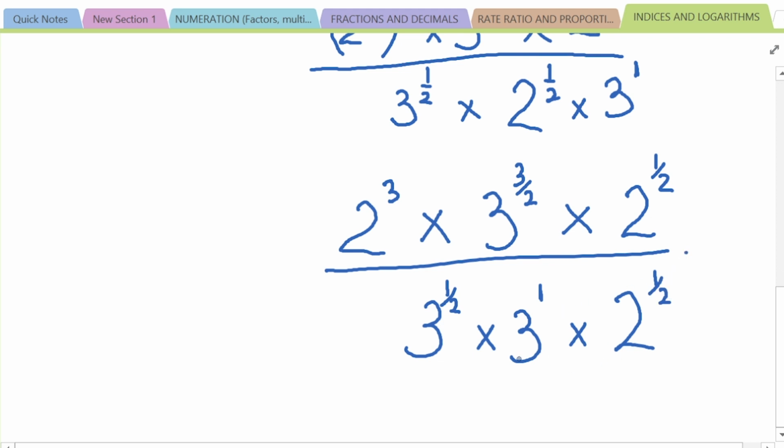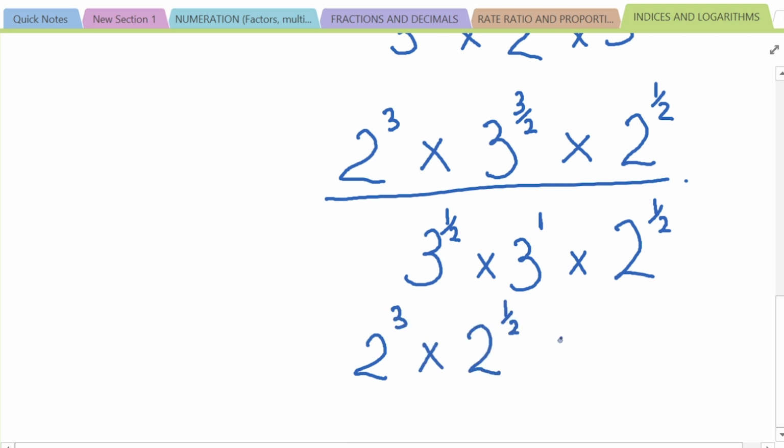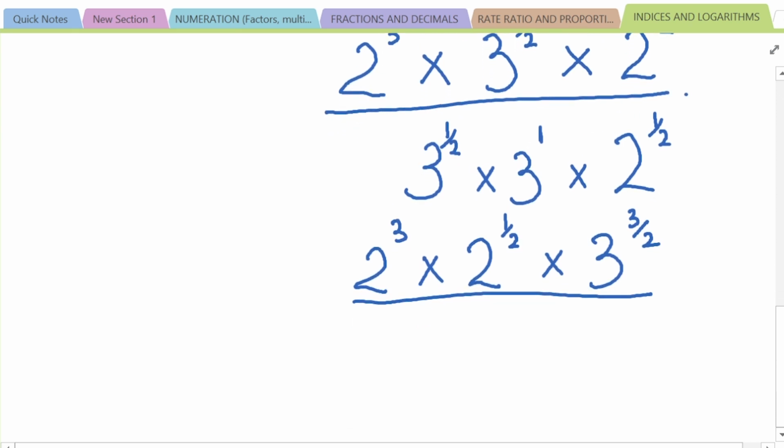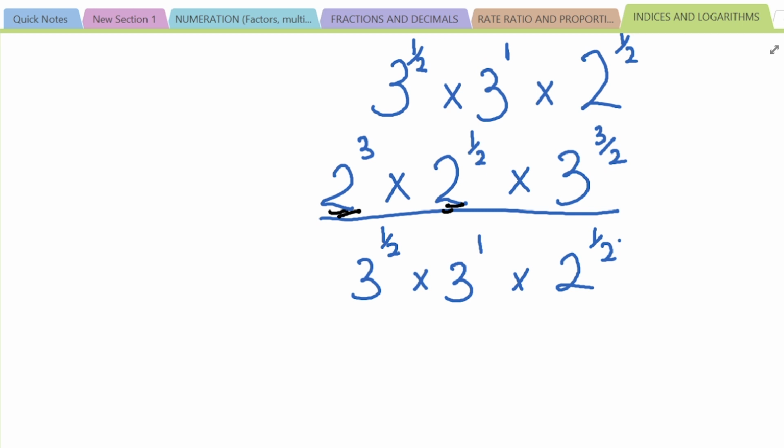So we continue. So the top part, it's going to become 2 to the power 3. Multiply that by 2 to the power a half. Multiply that by 3 to the power 3 over 2. Divide that by, of course, let me maintain the bottom the way it is, 3 to the power a half times 3 to the power 1 times 2 to the power a half. From this, we are able to see that certain things can cancel out. For example, this 2 to the power half can cancel out with that 2 to the power half.